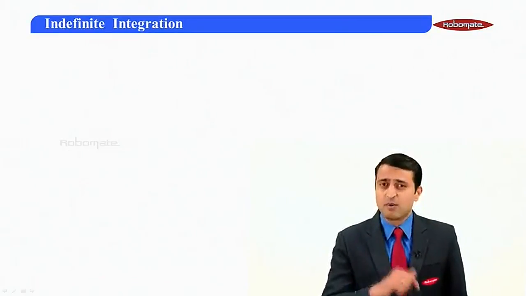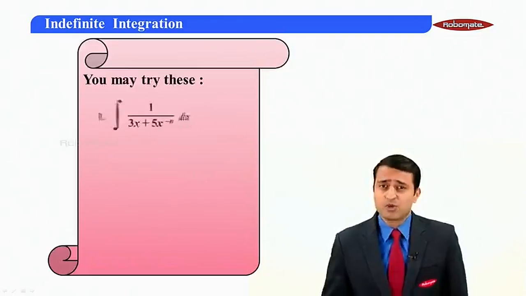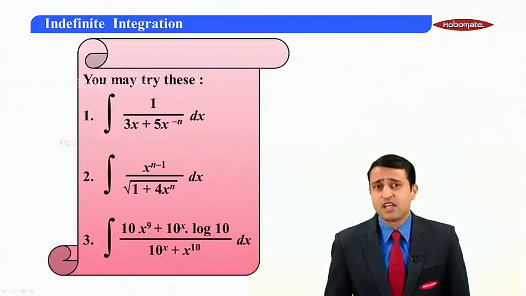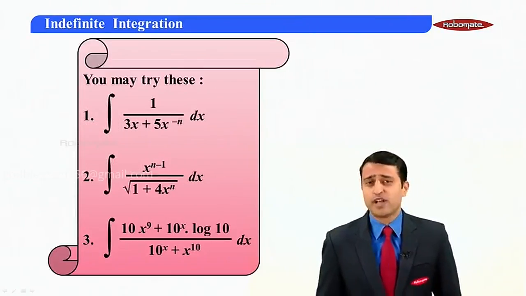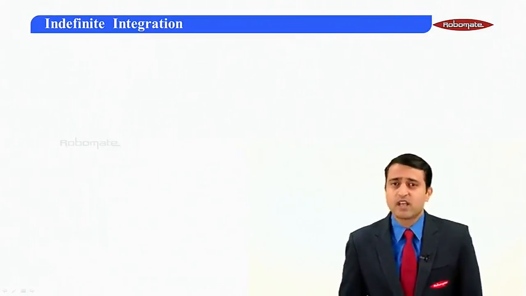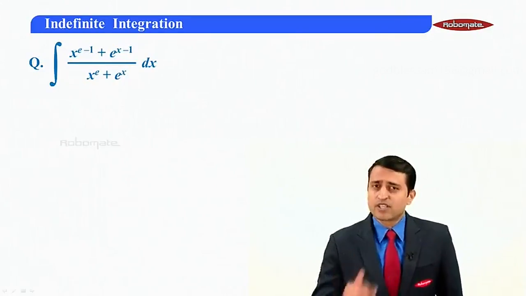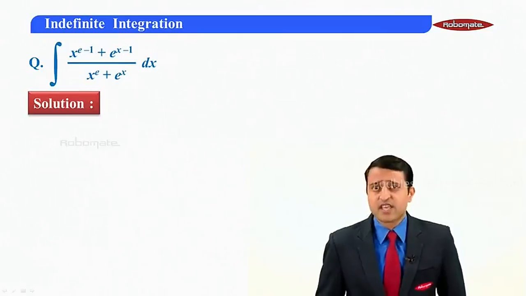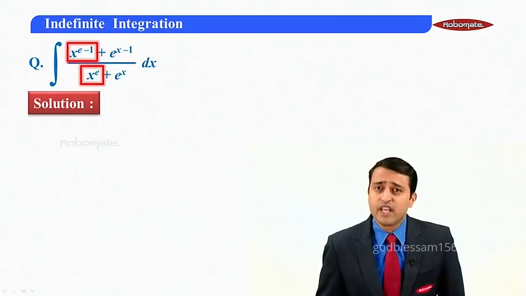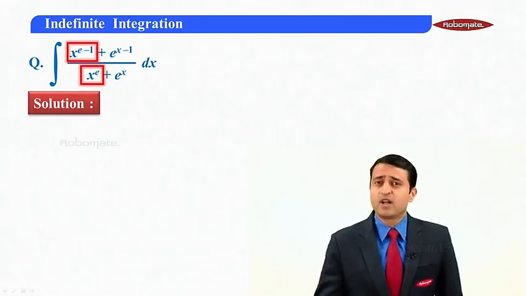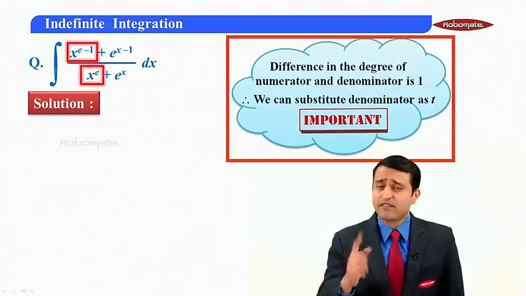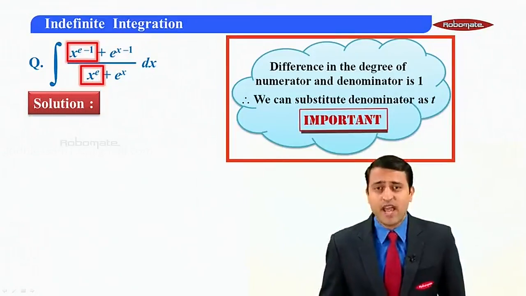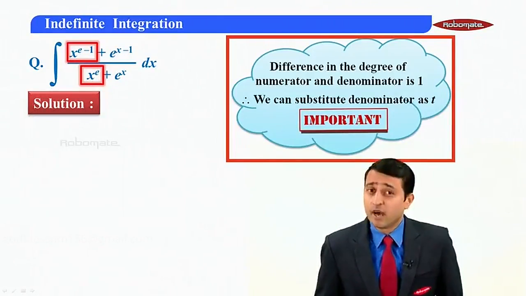Now students, some more sums which are of the same type. So these sums also have the difference in the degrees of x in the denominator and numerator as 1. So you may try these. Let's take another example. The question is right in front of you students. Let us observe something. In this case also, if you observe, the degree in the numerator and denominator differ by 1. And we saw in the previous sum, that is a very important point which we need to observe, and in such case we substitute the denominator as t.